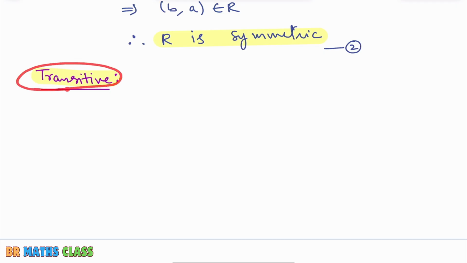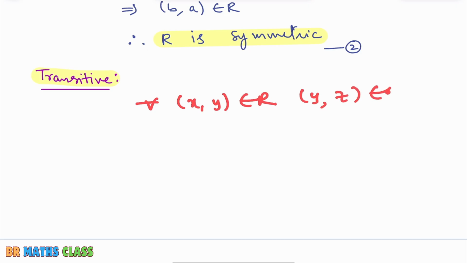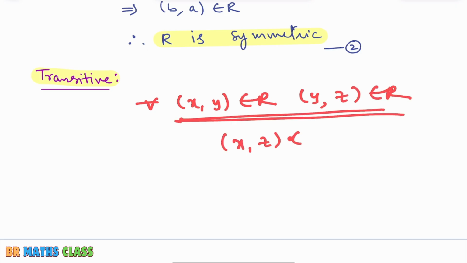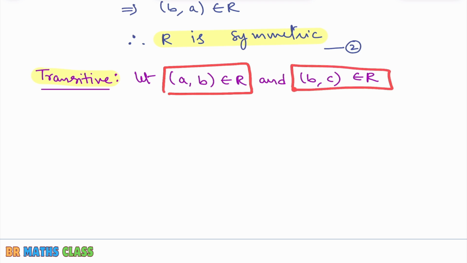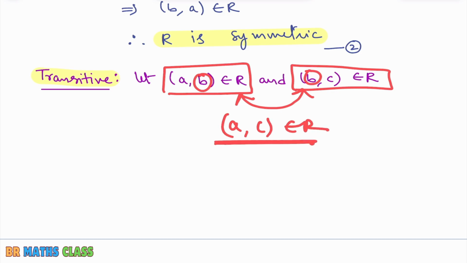How to check the transitive condition? You take any ordered pairs (x, y) and (y, z) belonging to the relation. You take any such pair of ordered pairs. If (x, z) also belongs to the relation, then we can say that the relation is transitive. You take a pair of ordered pairs, (a, b) belongs to R and (b, c) belongs to R. Now you look at whether (a, c) belongs to R or not. If the ordered pair (a, c) belongs to R, then we can say that this relation is transitive.